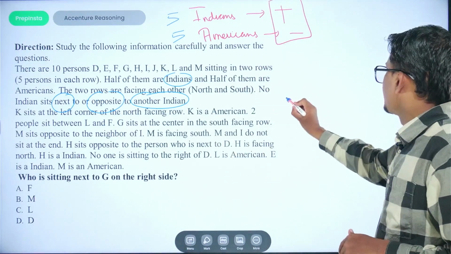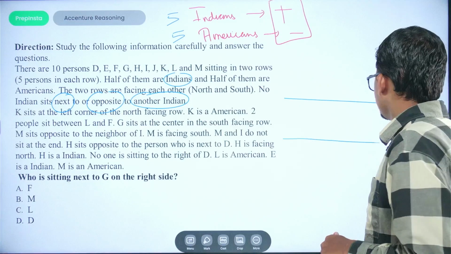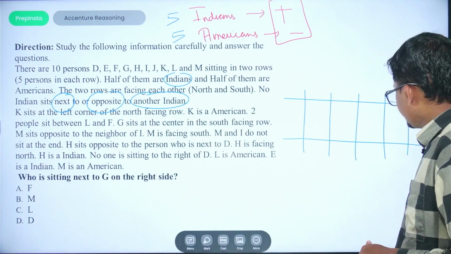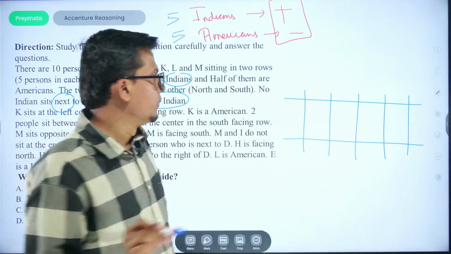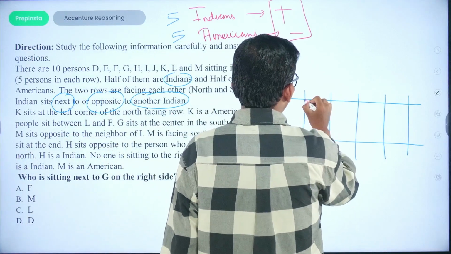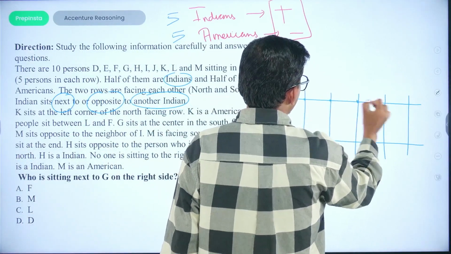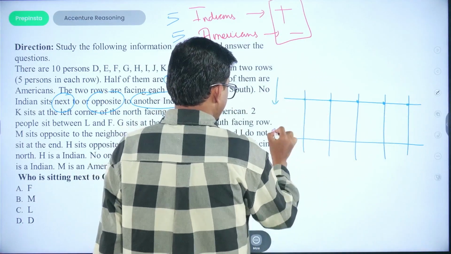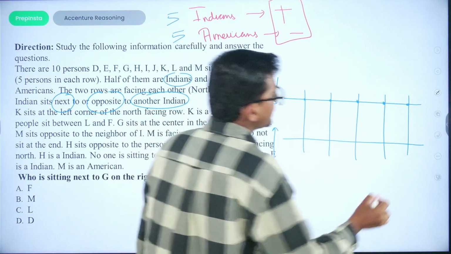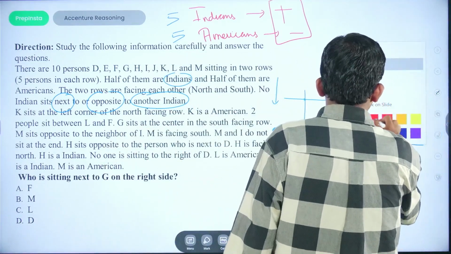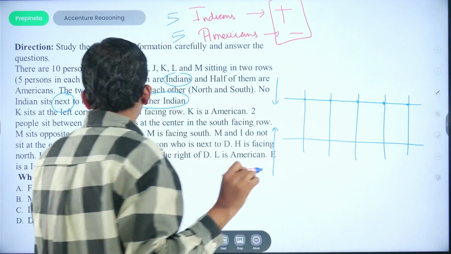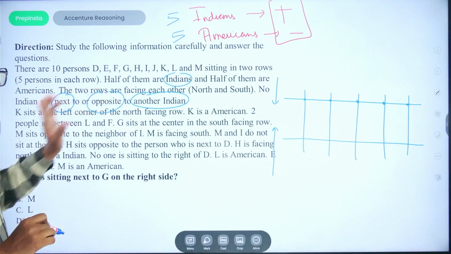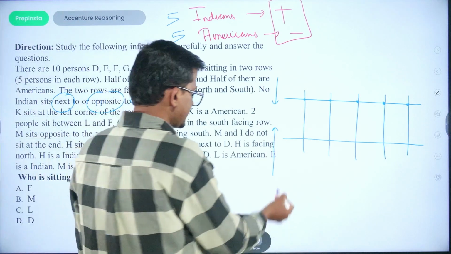So ideally what we are going to represent is, suppose these two people are there. Now we have two people who are seated in the centermost. So these are south facing people and these are the north facing people. Now look at the alignment here. Whatever the information is given, K sits at the left corner of the north facing row. North facing row would be this one, ठीक है?